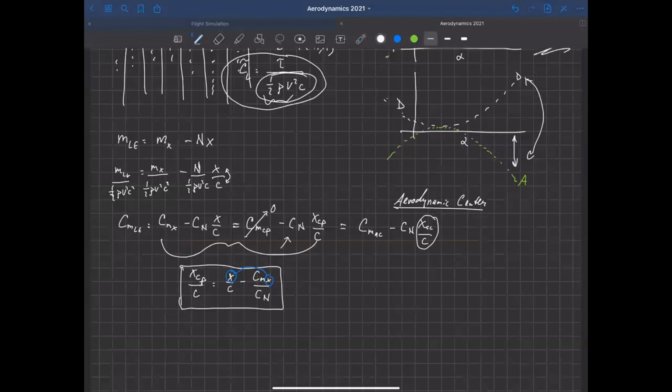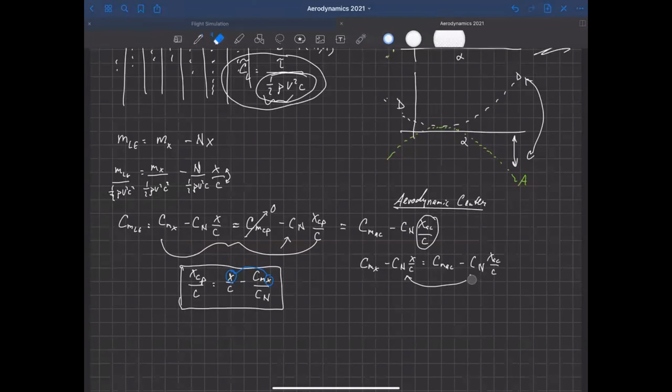I'm just going to simplify here. So we've got CMX minus CN times X over C is equal to CMAC minus CN times XAC over C. Okay, so we see these two terms here. Those can probably be combined. Well, no, we're going to try to solve for XAC over C, right?